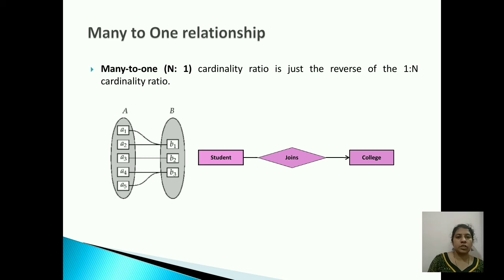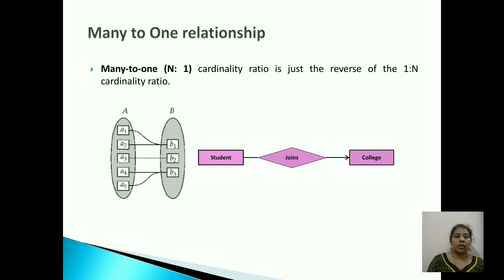Then the many-to-one relationship, it is just the opposite of one to many. When you are reading the relationship from left to right, you just change the direction, then you can get the many-to-one relationship. Okay, so here you can see many students can join a college. Can a student join multiple colleges at the same time, can he be admitted in multiple colleges? It is not possible, right? Only one college he can join, and a college can have many students.